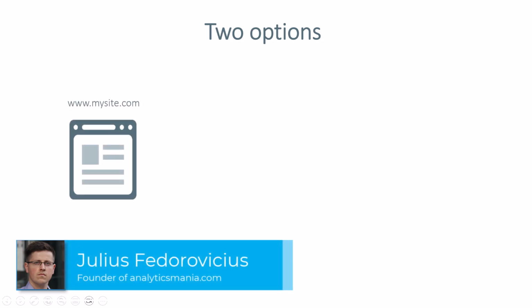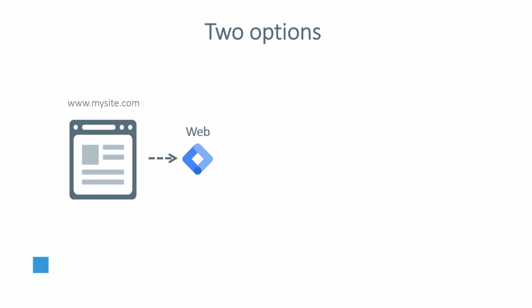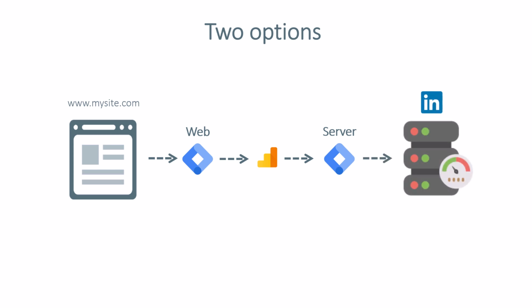The first option would look like this. You have a website, then you have installed website Google Tag Manager container. Inside that container, let's say you have Google Analytics tags. Those tags send data to your server, and then you send data to LinkedIn servers.